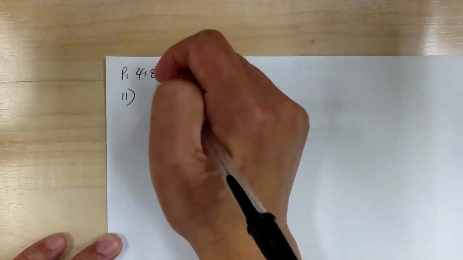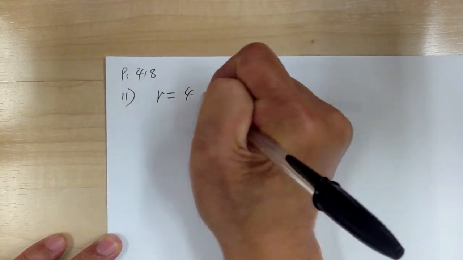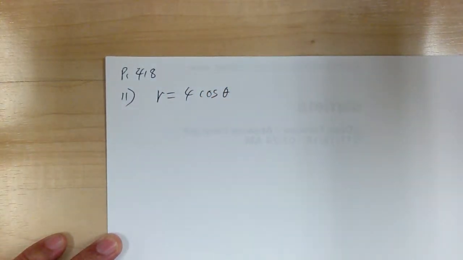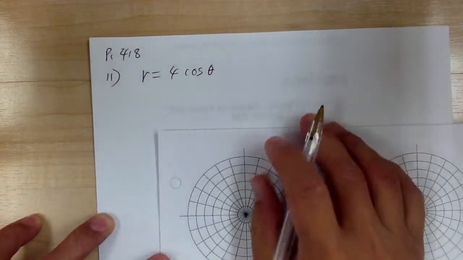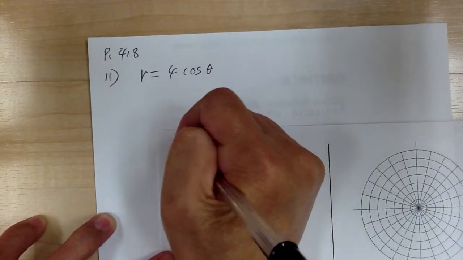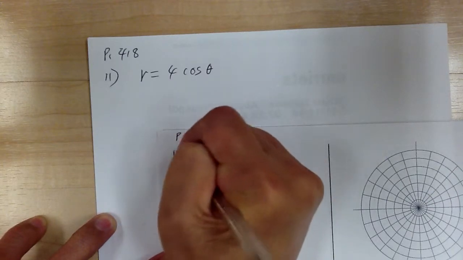Let's go to page 418 and let's start with number 11. You're going to sketch r equal to 4 cosine theta. When you're doing the sketching, it does not need to be as accurate. And from here, instead of making the table, you actually can just go ahead and do the sketching directly.